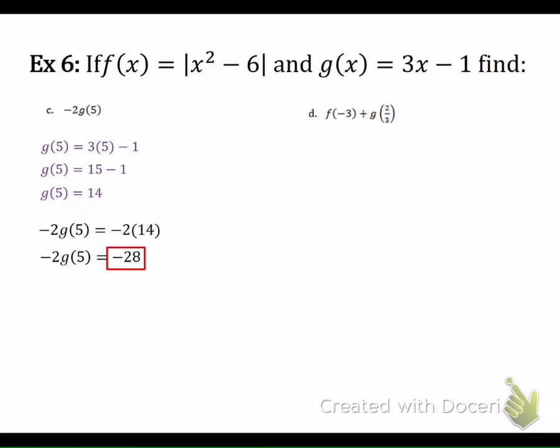All right, part D, we've got to plug in negative 3 to the f, 2/3 to the g, and then add those results together. So let's start with f of negative 3. I need to do negative 3 in parentheses squared first. What is that? 9. And what's 9 minus 6? 3. And what's the absolute value of 3? 3. So f of negative 3 equals 3.